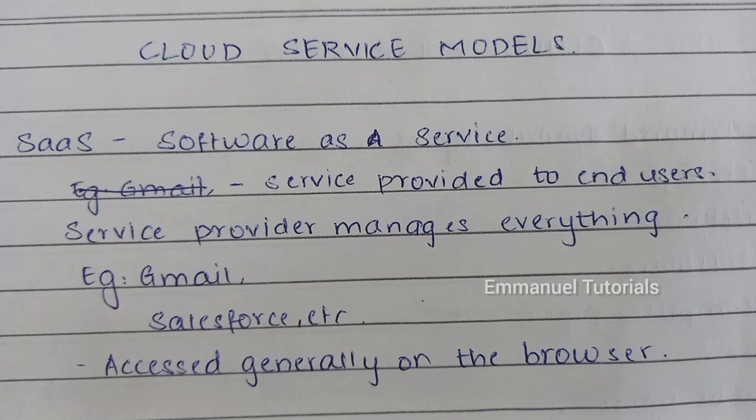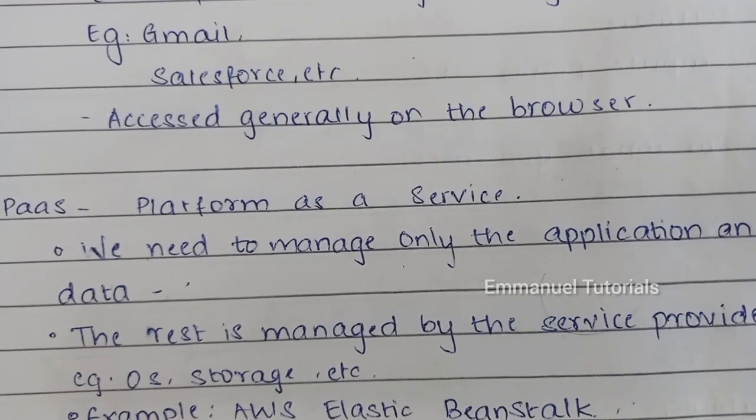And generally software as a service is accessed over the browser itself. There is no need to do any local setup or any setup on your local devices. So this is a benefit of the software as a service model. Even in case of Gmail, there is no need to install anything on our systems. We directly access Gmail over the browser. So it's an example of software as a service.